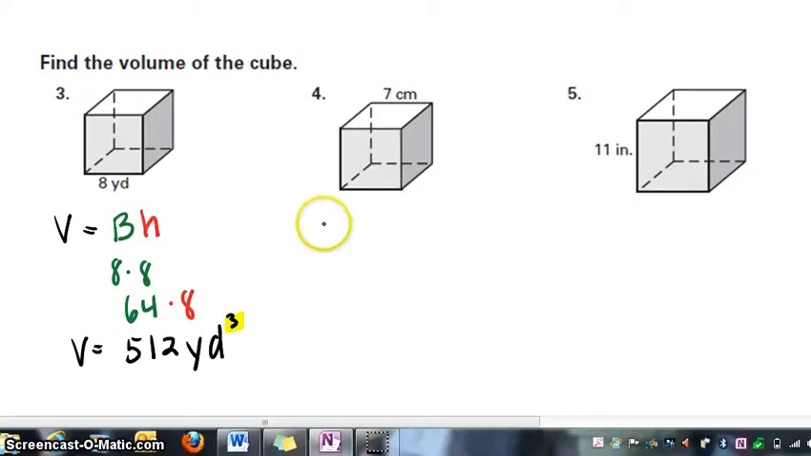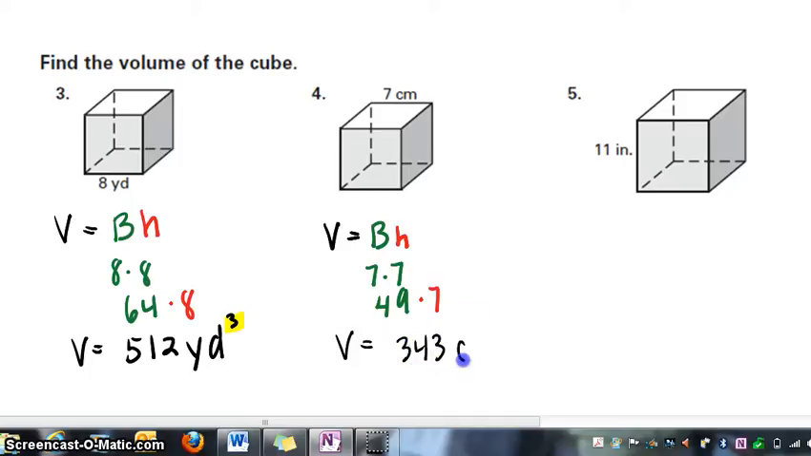In our next cube, again, formula equals area of the base times the height, and the area of our base is 49. The height is 7. So our volume is 49 times 7, which is 343 centimeters cubed.